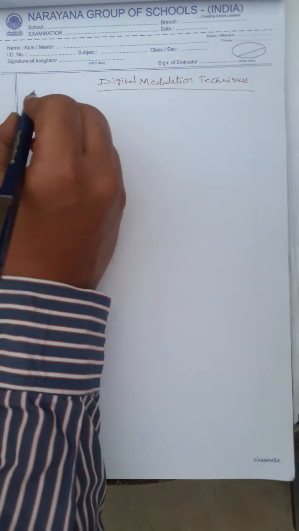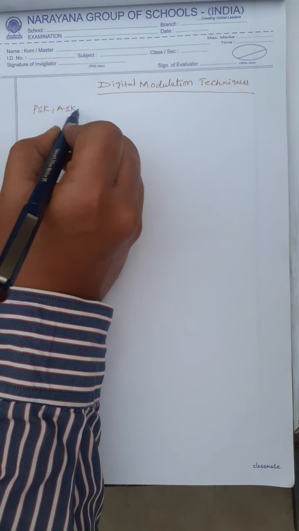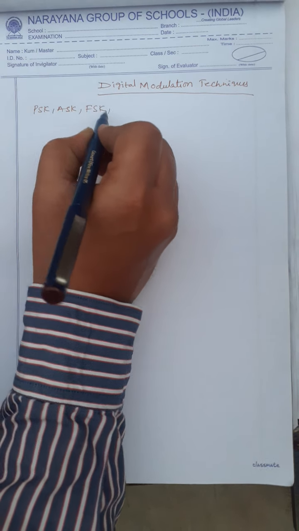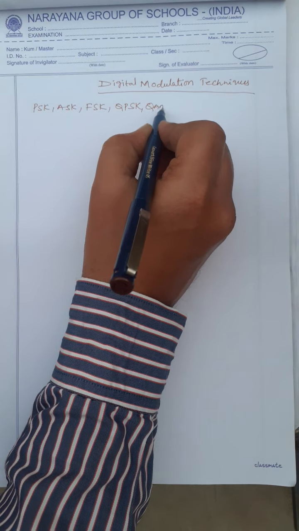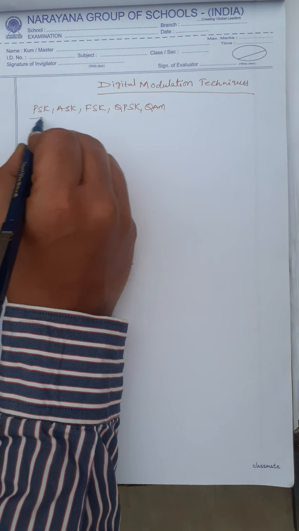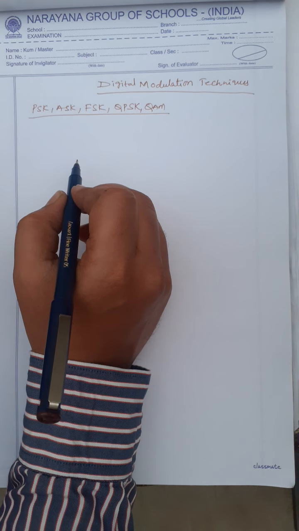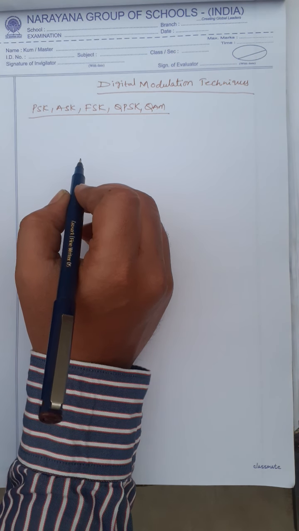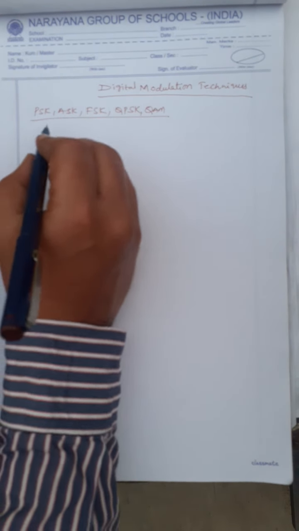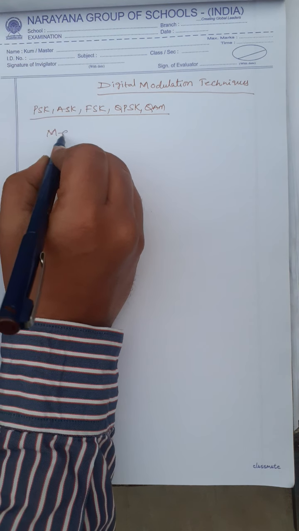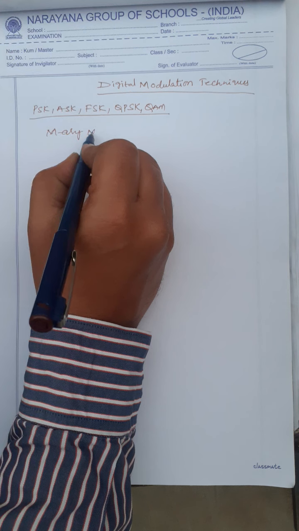The digital modulation techniques are PSK, ASK, FSK, QPSK, and QAM. We are going to discuss all these different types of digital modulation techniques in our portion. Before going to explain all this, first we have to know about M-ary modulation.